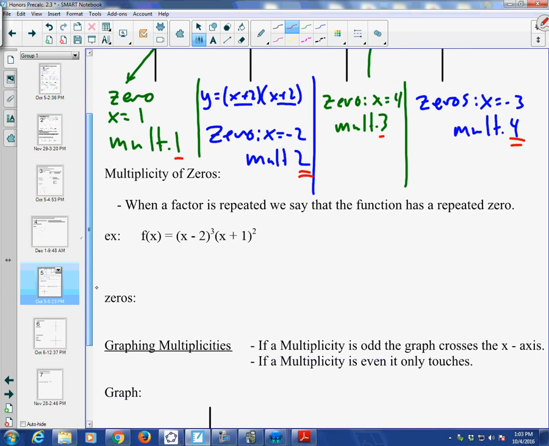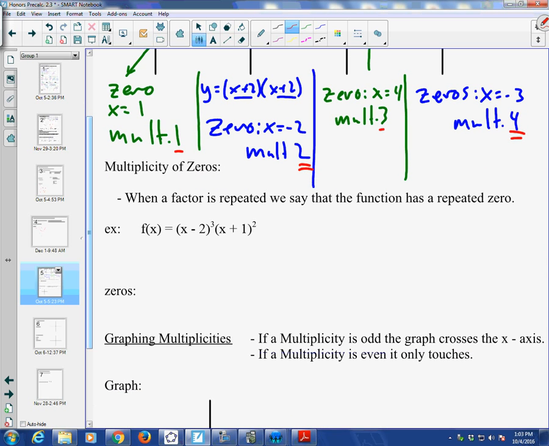Now, both of these things are traits that we're going to say transfer to polynomials where we have linear factors repeated, right? So if we're looking at f of x equals (x minus 2) cubed times (x plus 1) squared, then basically right here we can say that we are going to have the zeros of x equals 2 with a multiplicity of 3, and x equals negative 1 with a multiplicity of 2.